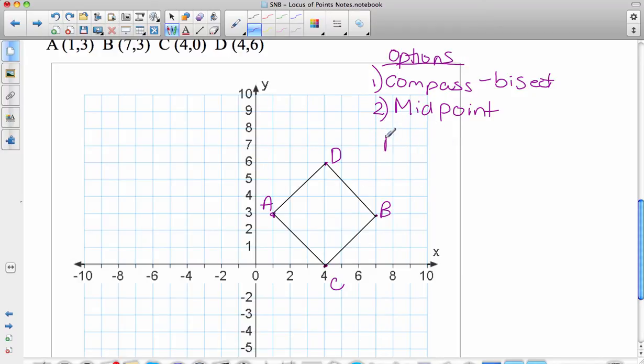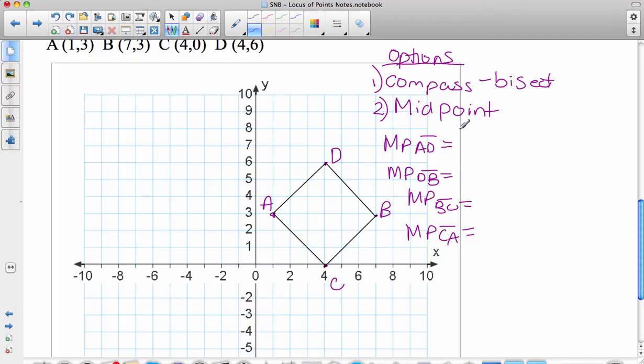So we would need to find the midpoint of segment AD, the midpoint of segment DB, the midpoint of segment BC, and the midpoint of segment CA. We need to find the midpoint of all the segments, then we're going to connect them, and the point that comes in common will be the point that is equidistant from all of those. Okay, so here we go.